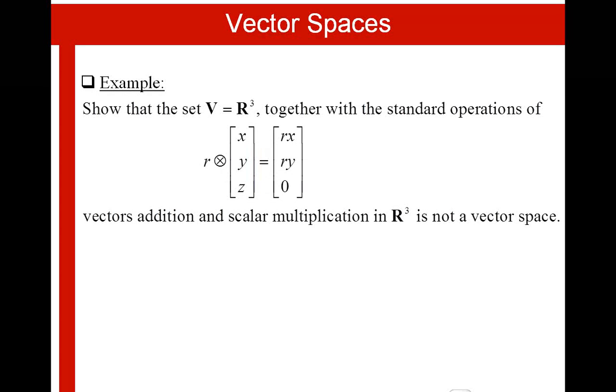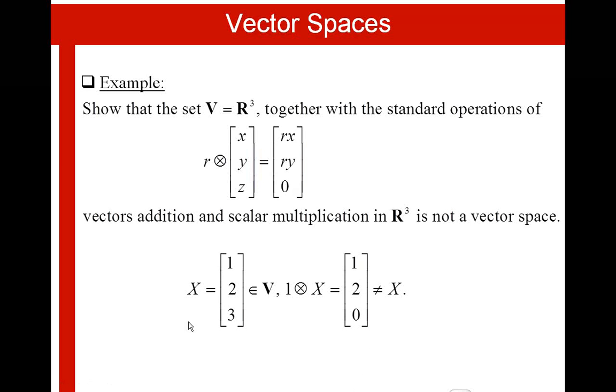Another example: show that the set V equal to R3 together with the standard operations of vector addition and scalar multiplication in R3 is not a vector space. Before we answer this question, note that the multiplication here is a specific one. r times (x, y, z): the first element becomes rx, the second becomes ry, but the third, when we multiply, we obtain a 0.